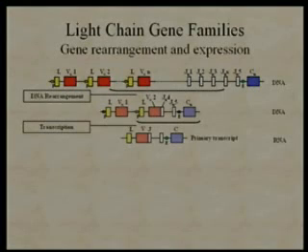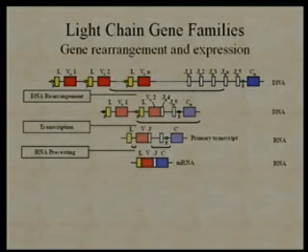All right? This transcript then is processed, or spliced, whatever you want to call it. It's RNA processing, RNA splicing. The processing is such that this intron is removed, and this whole area is removed. And we end up then with the messenger RNA for a kappa light chain. And the messenger now has all the coding sequences adjacent to each other. All right?